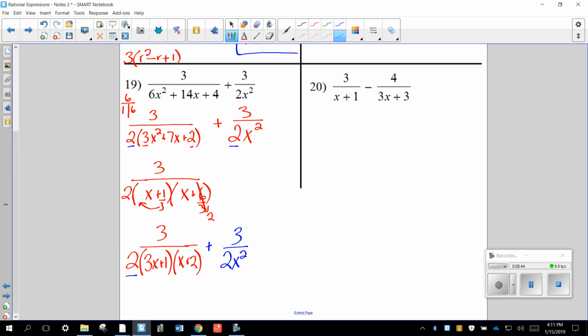So the first fraction, 3 over 2 times 3x plus 1 times x plus 2. What is that lacking? It's lacking this x squared. So I'm going to multiply by x squared over x squared. Now the second one, what is it missing? It's missing a lot of things. It needs to be multiplied by 3x plus 1 times x plus 2 over 3x plus 1 times x plus 2.